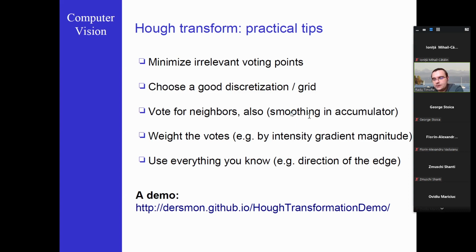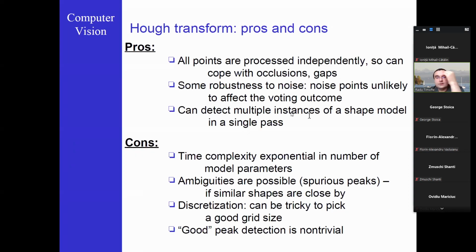And we can weight the votes, for example, by how strong the edge is, and how strong the edge is is a matter of, for example, intensity, gradient magnitude. And we can use everything we know, like the direction of the edges, in order to cast votes. Okay, so this is an interesting technique.